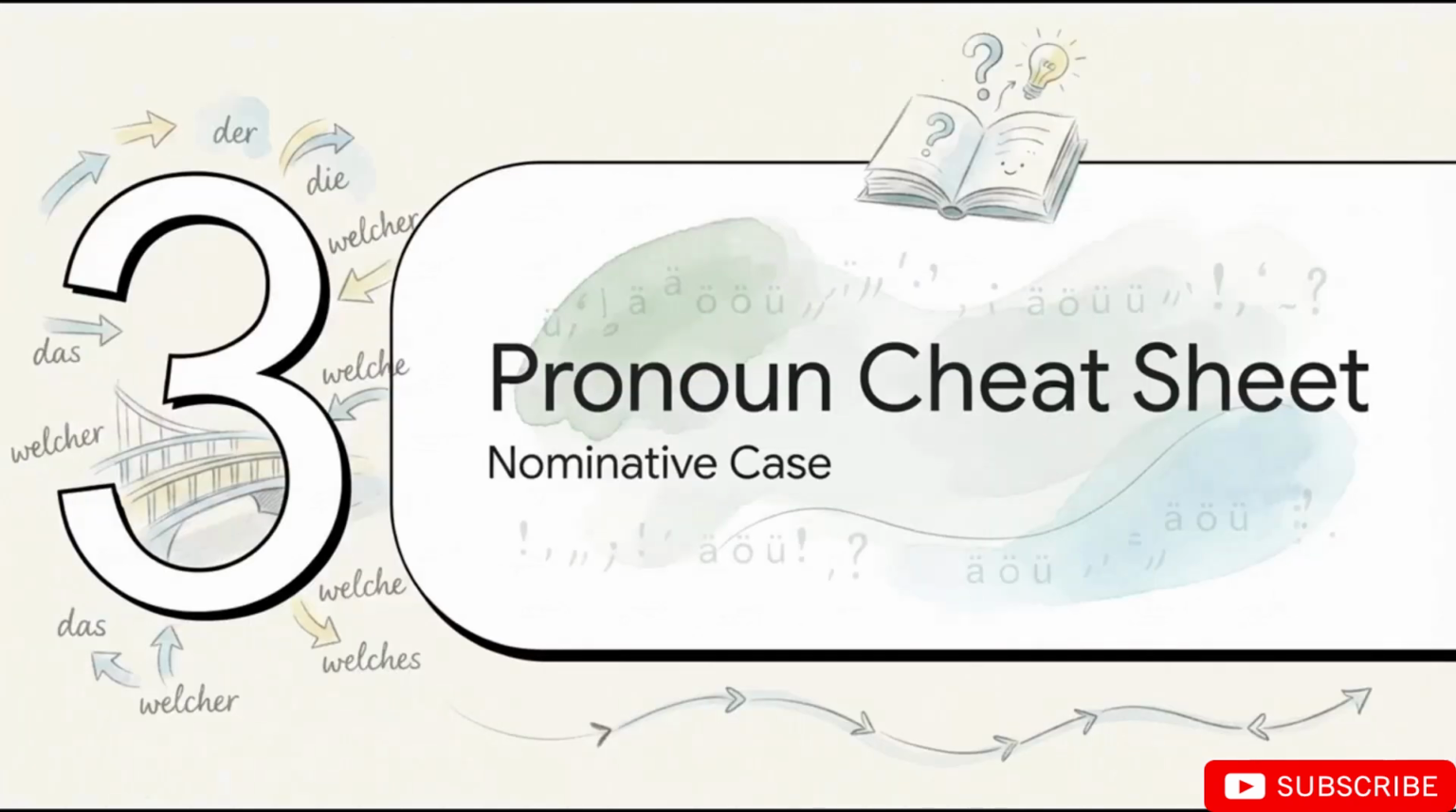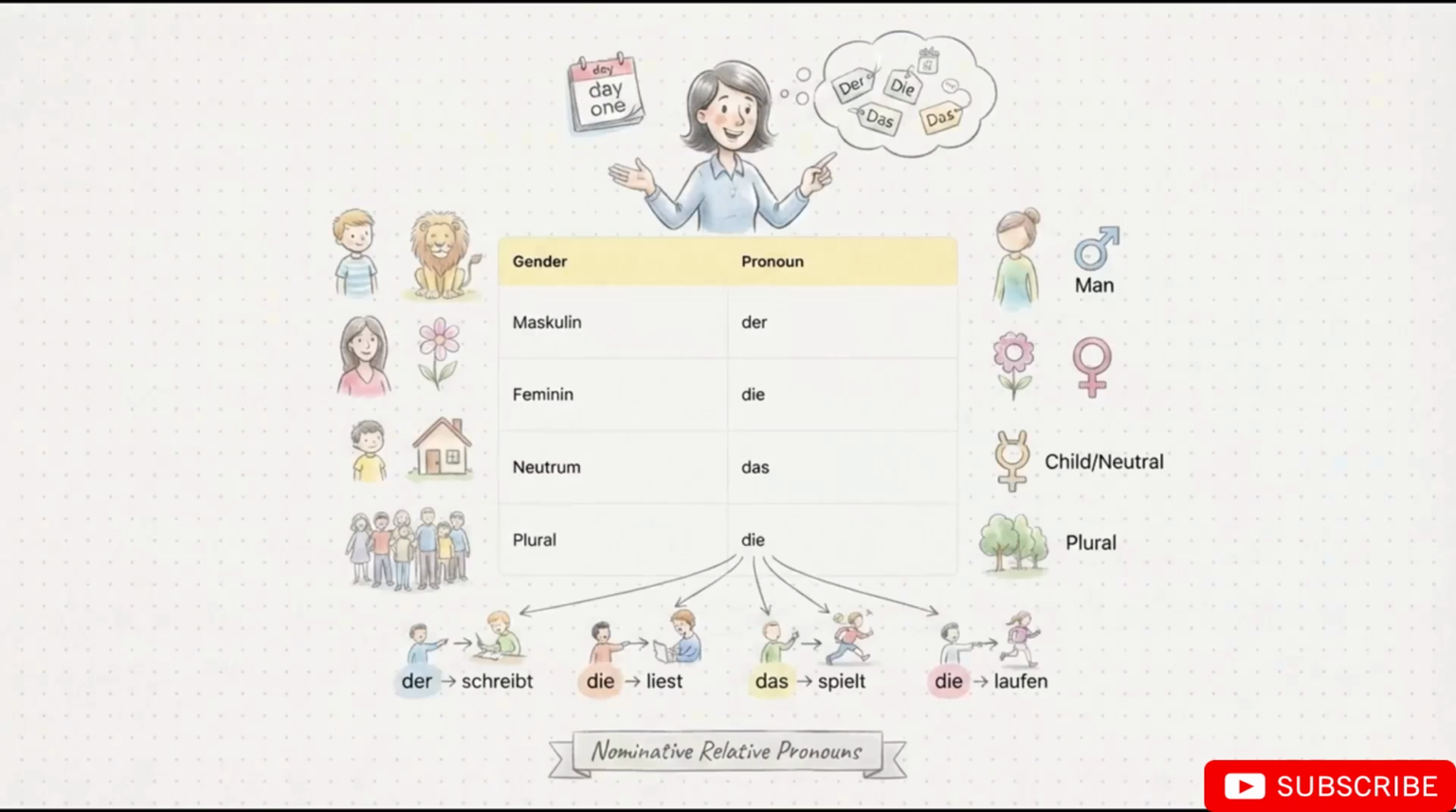Which brings us to Section 3, the pronoun cheat sheet. And guys, here is the absolute best news you're going to hear today. You probably already know these. The relative pronouns in the nominative case are exactly the same as the definite articles you learned on day 1. So for masculine, it's der. Feminine is die. Neuter is das. And plural is die. Now, why are we using the nominative case today? Because in all of our examples, the relative pronoun functions as the subject of the new clause. It's the thing actually doing the action. And if it's the subject, it stays nominative. Der, die, das, die. Pretty straightforward, right?